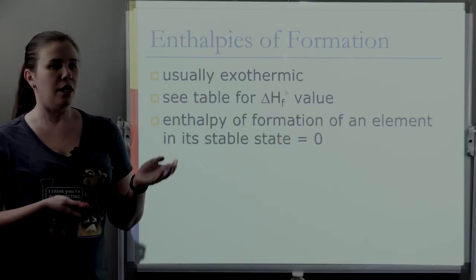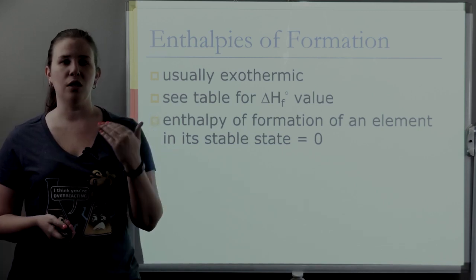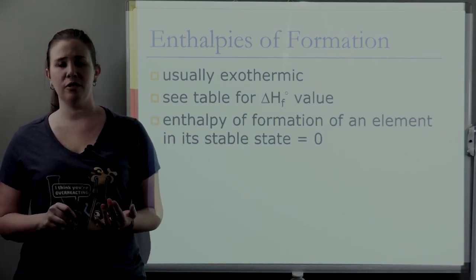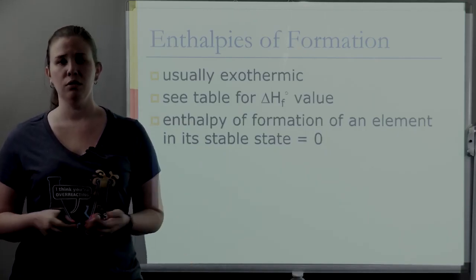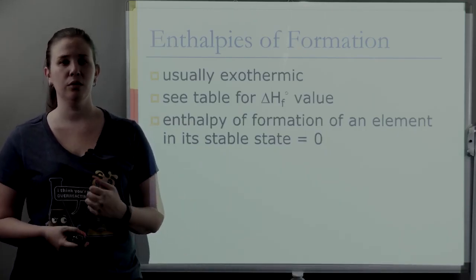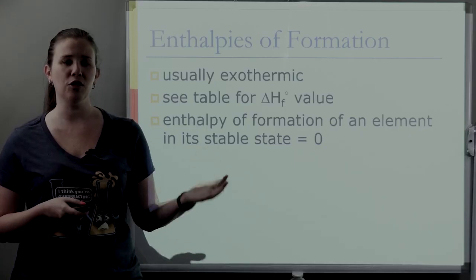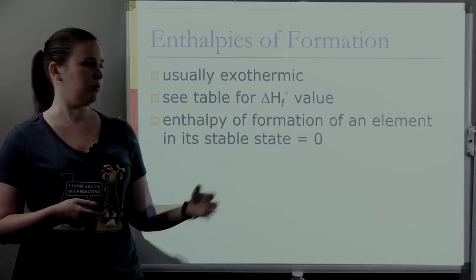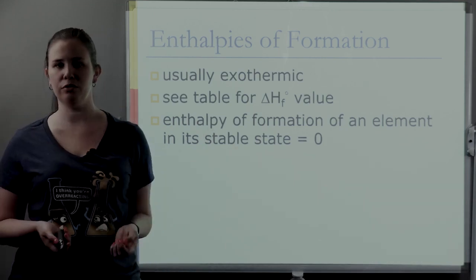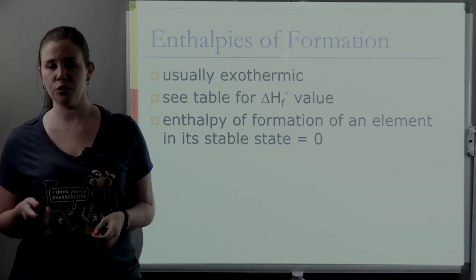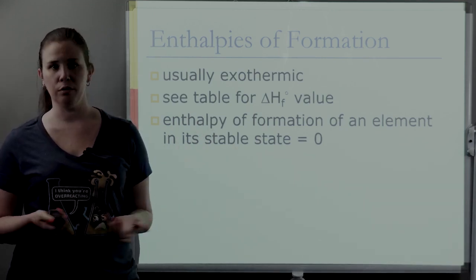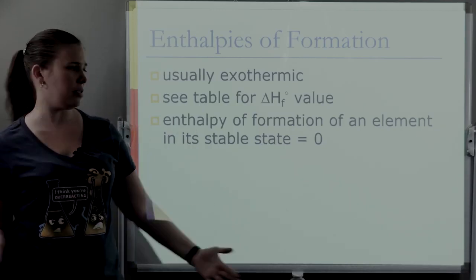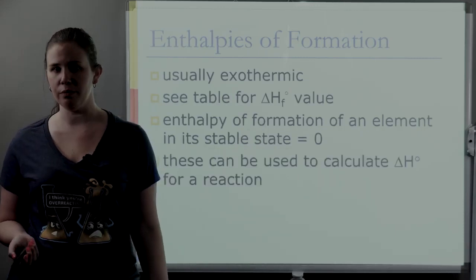You'll notice that the enthalpy of formation for an element that already exists naturally is 0. Example of this would be like a solid metal or a diatomic gas. Well, these things already exist, so how much energy does it take to make something that already exists? Well, none. And therefore the enthalpy of formation for oxygen gas, for example, or just pure copper, for example, those things take no energy to form. They already exist, and so their enthalpy of formation would be 0.